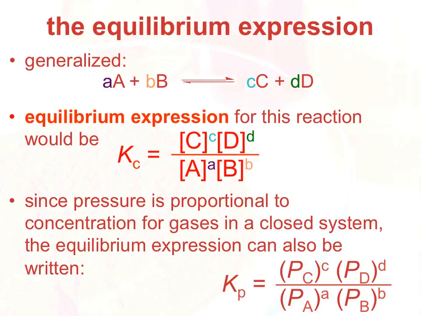Generally, the assumption is that we're going to be dealing with concentrations. However, we will sometimes be using partial pressures, and you'll see Kp down here. Since pressure is proportional to concentration for gases, specifically in closed systems, the equilibrium expressions can also be written with respect to partial pressures. So we would have the partial pressure of our product C, the partial pressure of our product D to the coefficient values, and the same thing for the partial pressures of our reactants to their coefficient values. We'll talk about how Kp and Kc are related in a little bit, but for right now, this is just the basic form for writing equilibrium expressions.